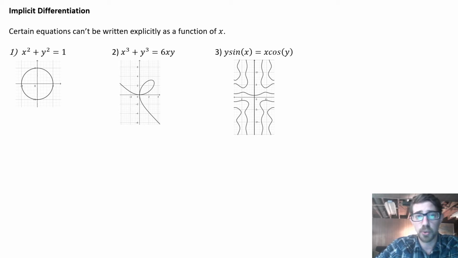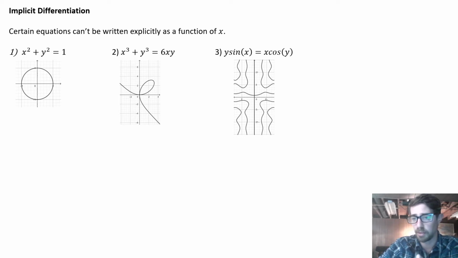X cubed plus y cubed equals 6xy is that sort of loop-de-loop looking curve that's called the folium of Descartes. And something like y sine x equals x cosine of y, well, that's just a crazy looking graph. But it is a graph. So I'm using the word equation because the one thing all these curves have in common is that they're not the graphs of functions, right? None of these are the graphs of functions.